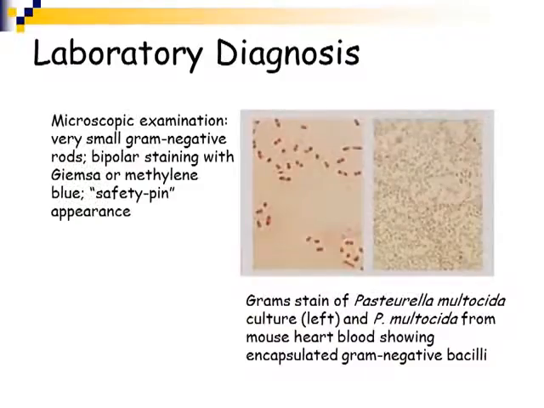So under the microscope, usually you're going to see very tiny gram-negative rods where you get the bipolar staining, where the ends stain darker. So the bipolar staining is much more prominent if you use a Giemsa stain or a methylene blue stain. It's not as prominent if you use gram stain.